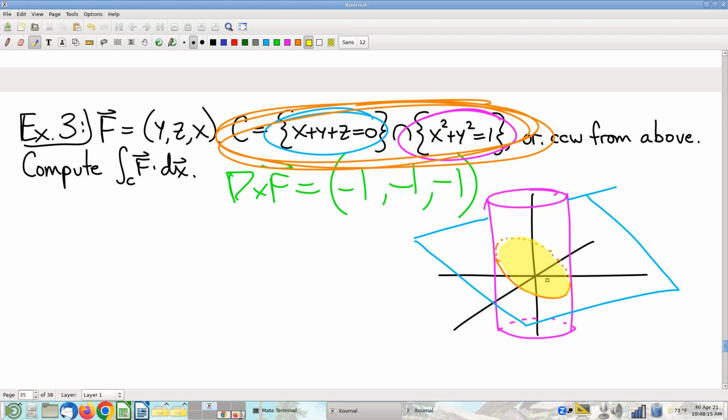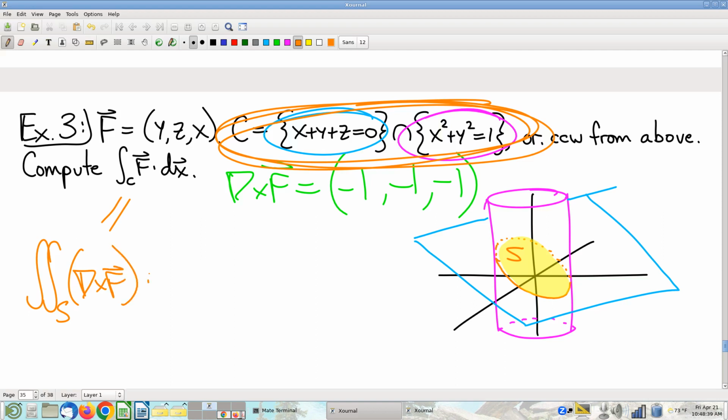All right. So if I were to use Stokes' theorem on this, I would have to compute the flux through that surface of curl f dot dS. Curl f.